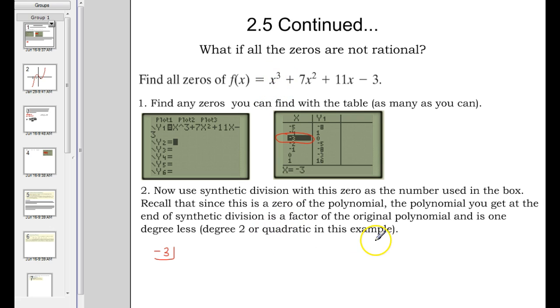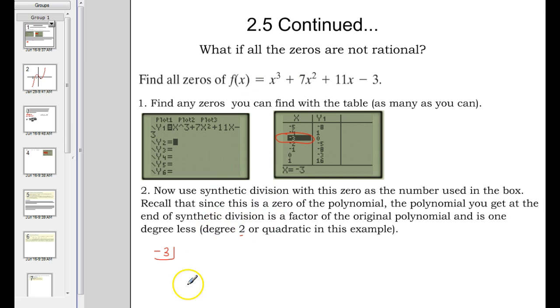So that's the idea. We want to do synthetic division until we get degree 2, right? Sometimes it'll take more than one synthetic division step, sometimes it'll only take one. Just depends on what you start with. If you start with degree 3, it'll only take one iteration of synthetic division. If you start with degree 5, it's going to take 3.